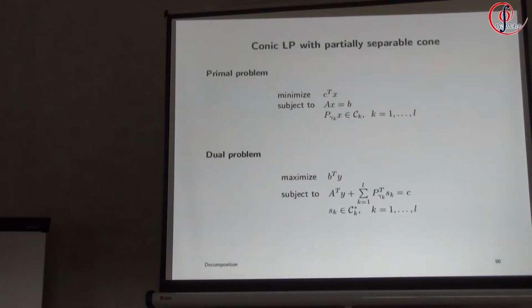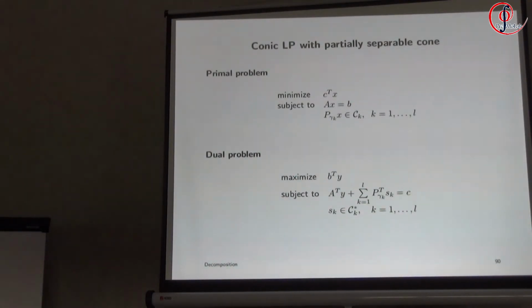Okay, so then we're interested in conic optimization problems with these two cones. That's the partially separable cone, and according to our definition, this would be the dual of that partially separable conic LP.